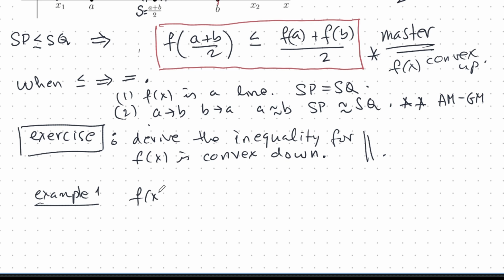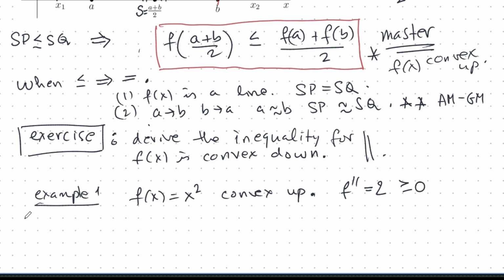All right, now example 1. Let's take the function f of x is x squared. This is convex up. How do I know it's convex up? Well, there's two ways to know. One way is draw the graph and look at it. That's pretty acceptable in my view. Another way is let's take the second derivative. Second derivative of this is 2, and that's greater than or equal to 0.